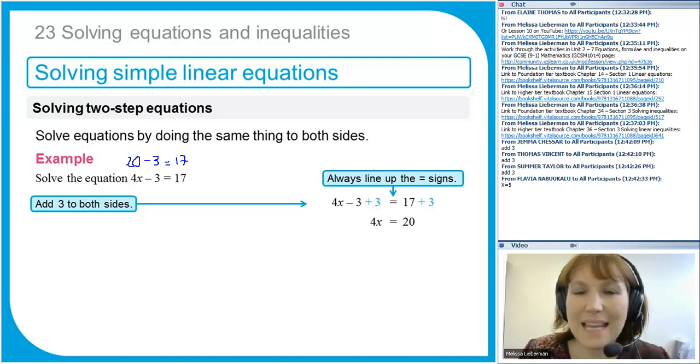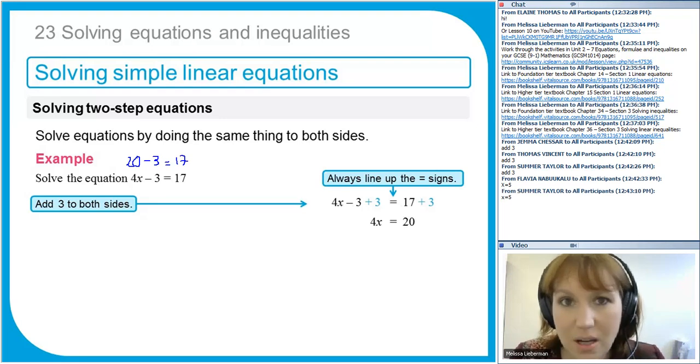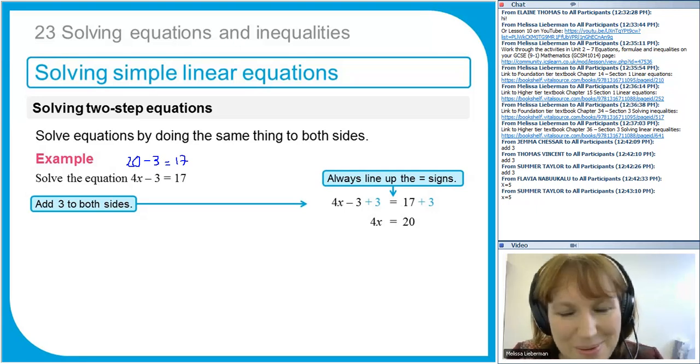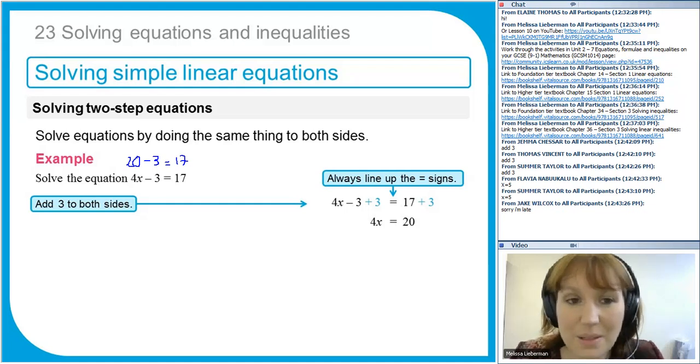And then to get the x on its own, what's happened here on the left-hand side is I've got 4 times x. So how do I undo multiplication? How do I undo 4 times something? Some people are putting the answer, which is fine. You could do that in your head, actually, because I'm saying 4 times something equals 20. So 4 times 5 equals 20. So you could do it that way and say, well, I know that the x must be 5 because 4 times 5 equals 20. Or you could do 20 divided by 4. So you could divide both sides by 4, doing the same thing to both sides.